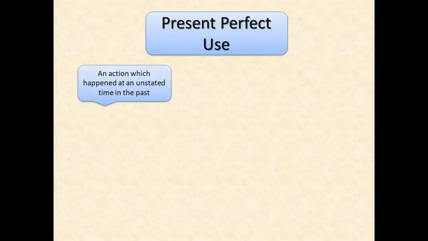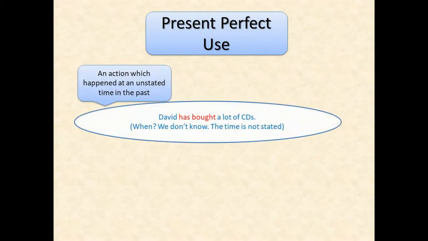Present perfect usage. So we use the present perfect to talk about an action which happened at an unstated time. Unstated time in the past. David has bought a lot of CDs. So here we don't have an expression of time. So when we ask when, then we don't know. The time is not stated. We only know that he has bought a lot of CDs sometime in the past.